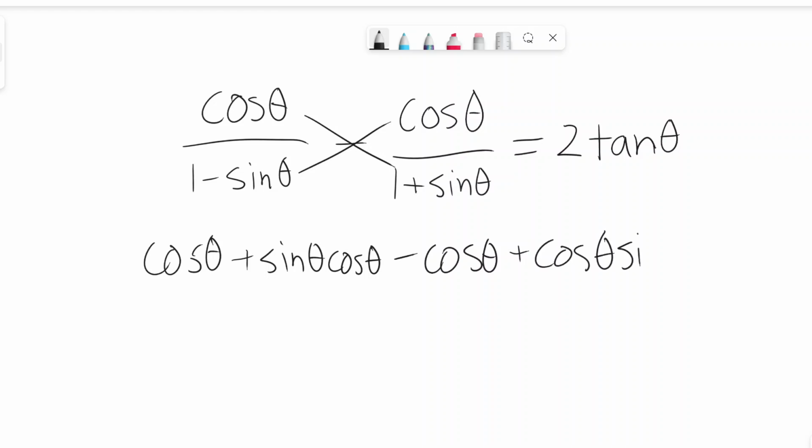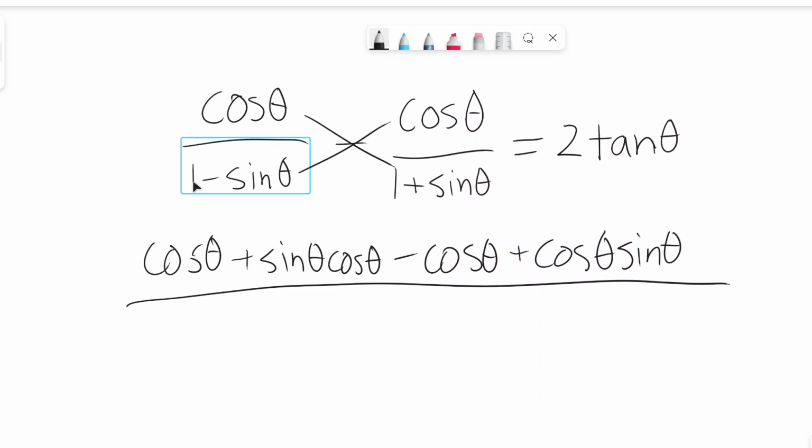So cosine sine theta. And this is all going to be over... well, what I see here is that this is basically a minus b times a plus b, which is the same thing as a squared minus b squared. So 1 squared minus b squared, which is the same thing as sine squared theta.